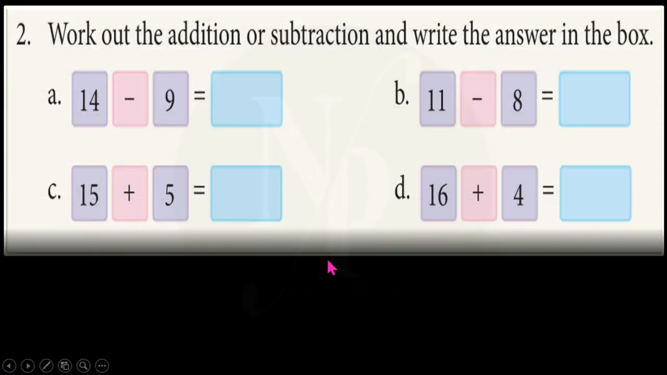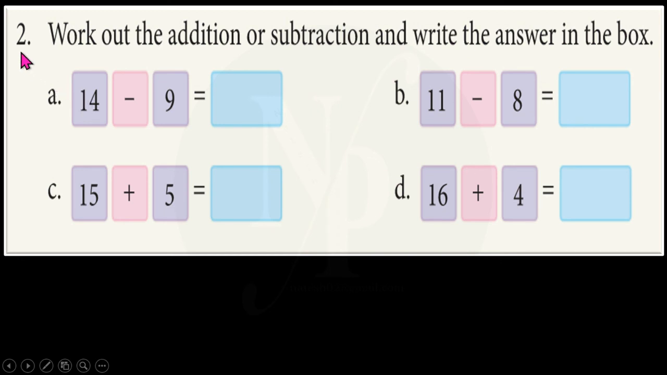And as the last question of this exercise, we have question number 2 in this section. Work out the addition or subtraction and write the answer in the box. So we have to work out these addition or subtraction given in A, B, C, D 4 sums, and we have to write the answers in the box given here. A, 14 minus 9. That means we have to subtract 9 from 14. You may draw the standing lines if required for this subtraction. You draw 14 standing lines and strike out 9 lines to get the answer.